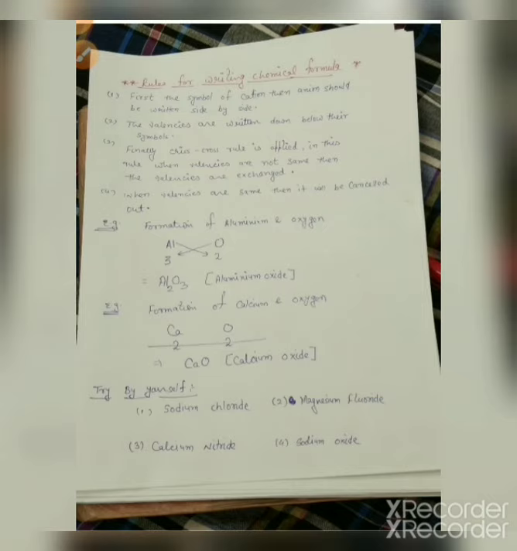Let us take one more example. Formation of calcium and oxygen. The symbols of calcium and oxygen are written below and the valencies are also written below. The valencies of calcium and oxygen are the same, so they will cancel out and the final formula will be CaO, and the name of the compound is calcium oxide.